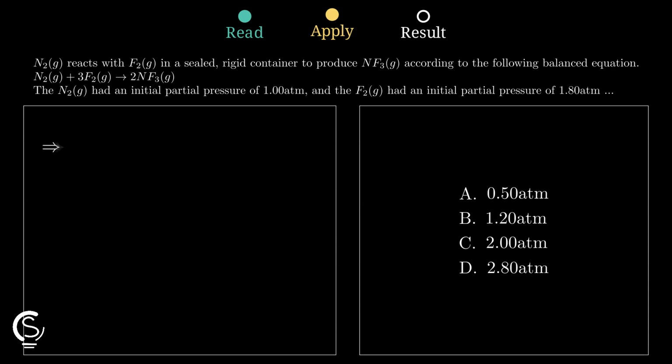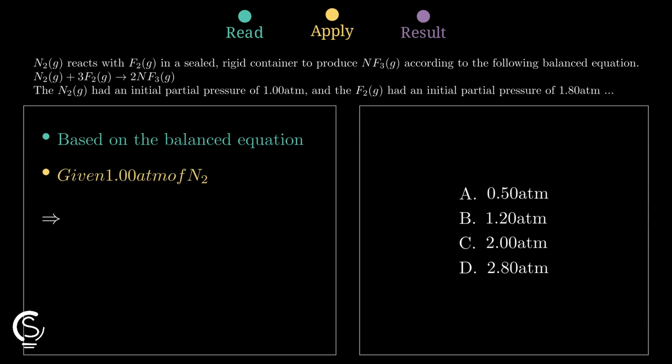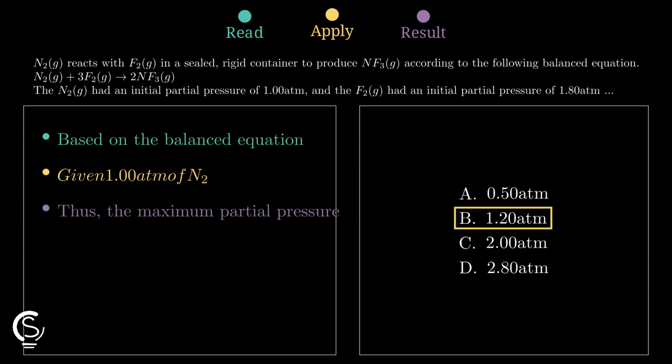Since we have 1 atmosphere of nitrogen and 1.8 atmospheres of fluorine, the fluorine is our limiting reactant. It requires 3 times the nitrogen to react fully every time. Using the molar ratio, 1.8 atmospheres of fluorine produces 1.2 atmospheres of product. That makes option B our final winner.